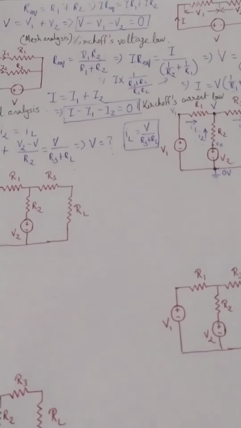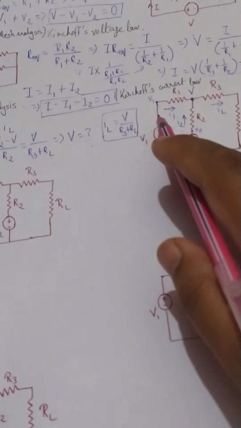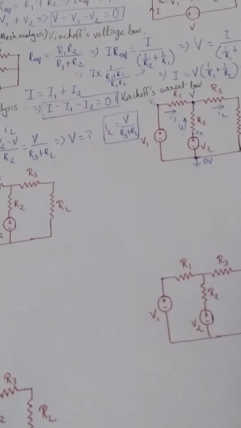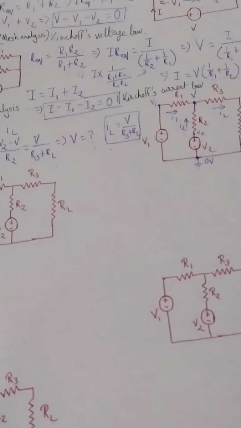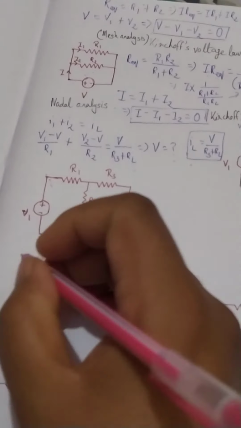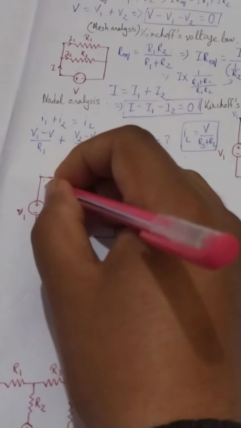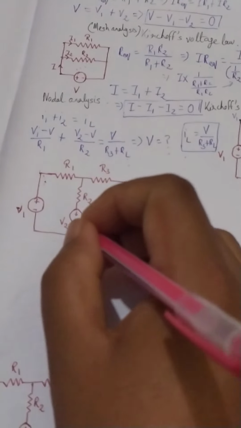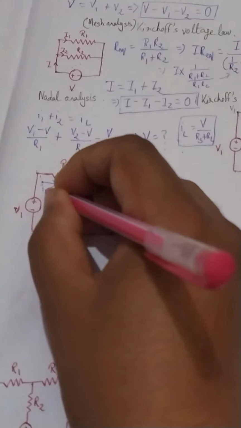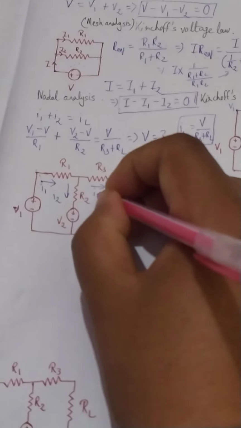Kirchhoff's current law. Now, the question may come to your mind: I considered the direction of current to be something like that, and then we got this particular result. What if I change the direction of current? So let me assume it in a different way. I have a similar circuit. I am assuming this V1 is much higher. So I consider that current I1 is passing in this direction, I2 is passing in this direction, and IL is passing in this direction.